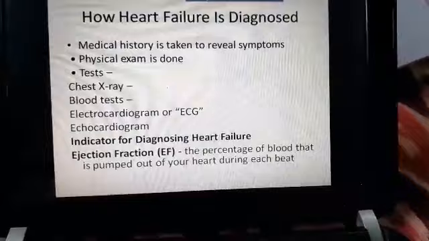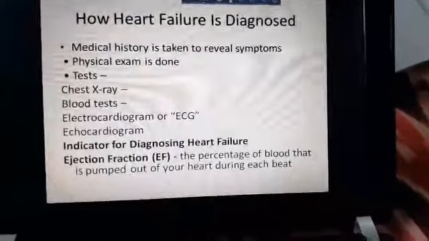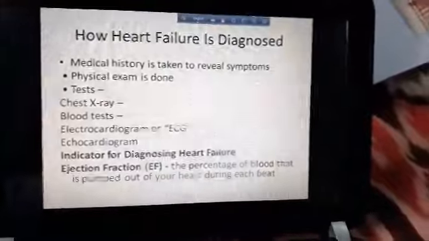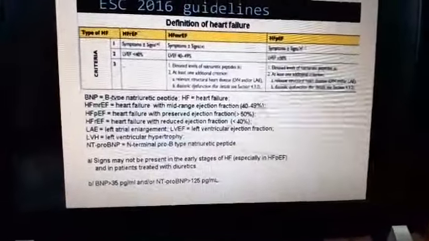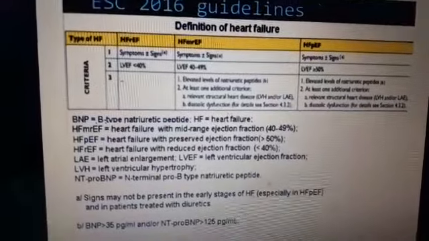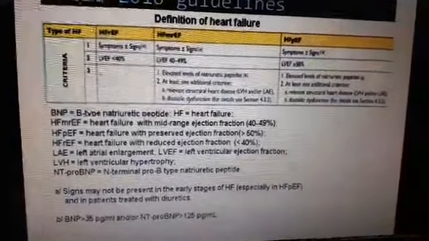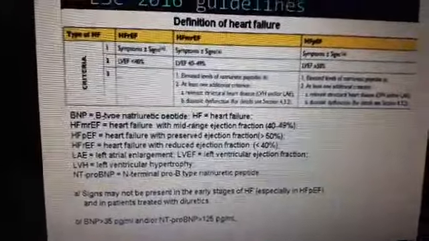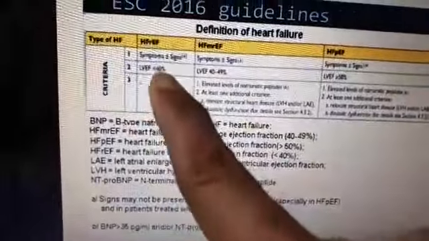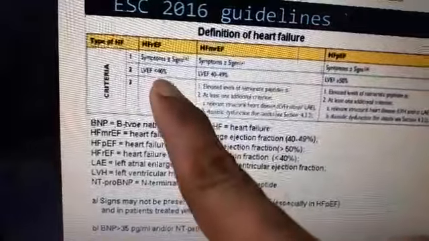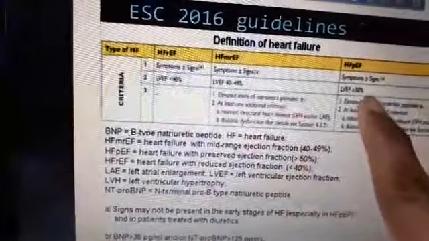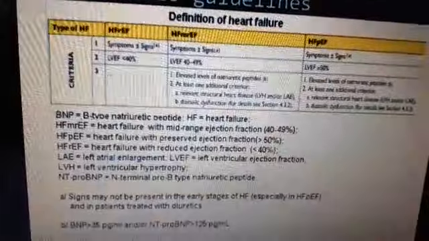So ejection fraction is the percentage of the blood that is pumped out of your heart during each beat. So ejection fraction determination is very important for proper therapy of heart failure. So what is the diagnostic criteria? There must be presence of some symptoms and signs. If it is between 40 to 49%, it is called moderately reduced ejection fraction. If it is less than 41%, we call it a heart failure with reduced ejection fraction. If it is more than 50%, we call it heart failure with preserved ejection fraction.